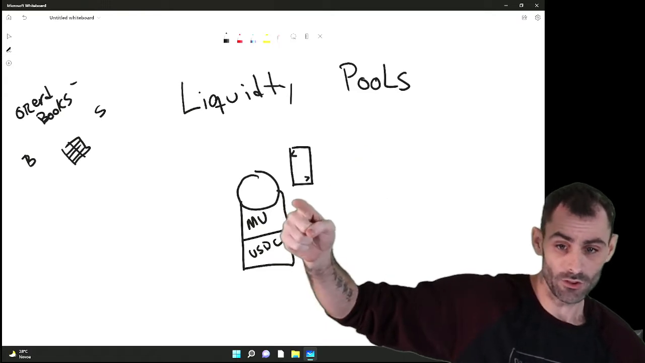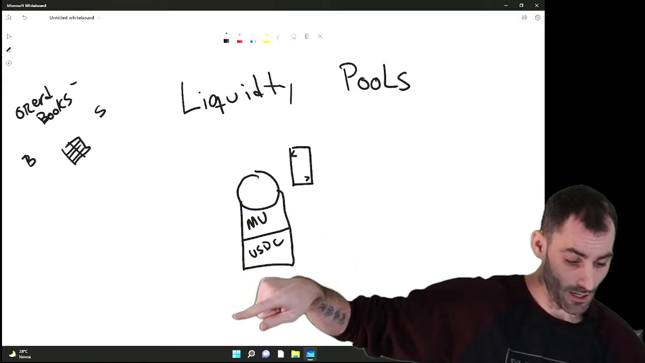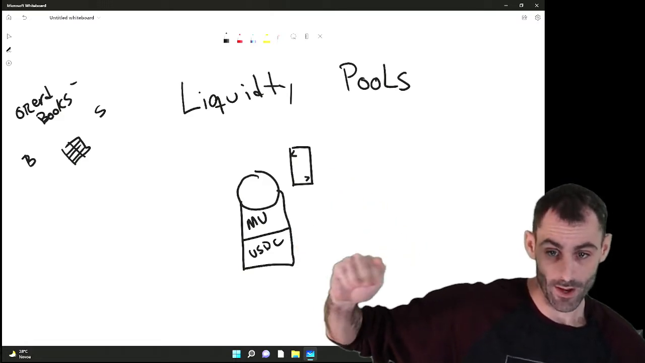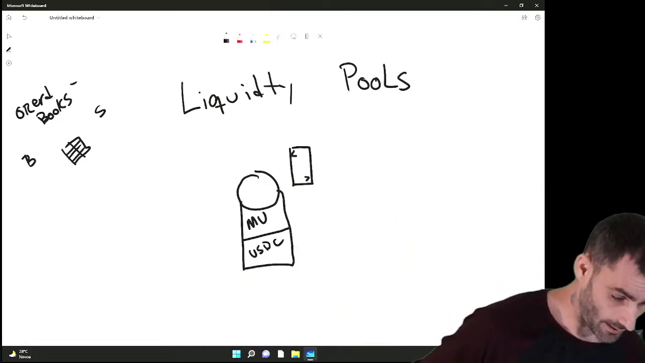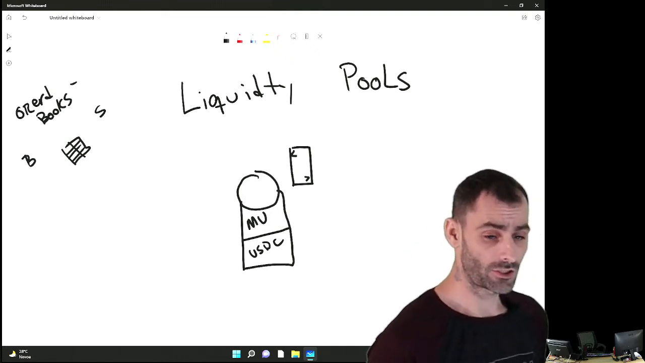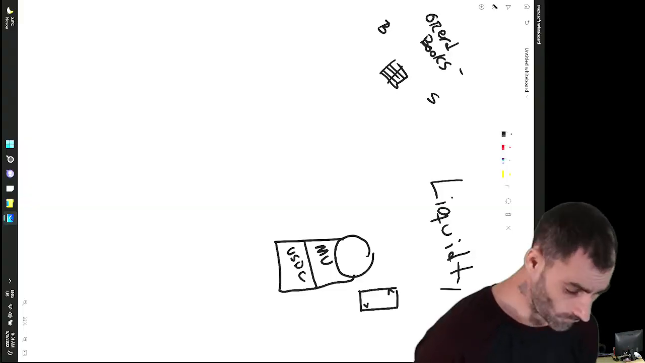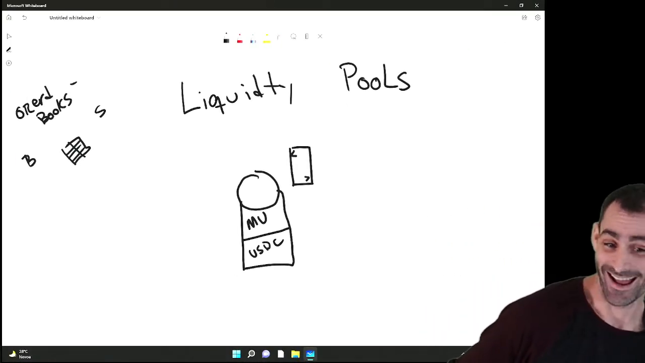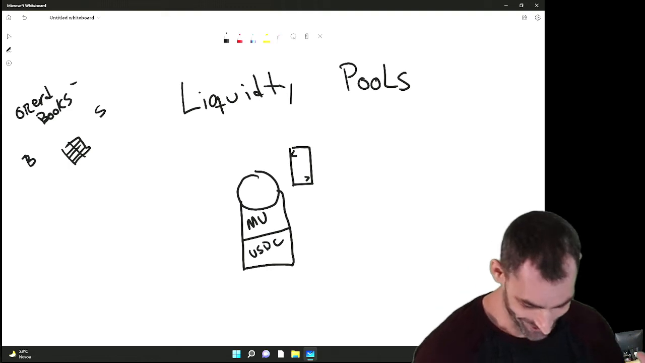It could buy some Mu and sell some USDC. So someone could give it some Mu, and then it's going to receive that Mu, and it's going to give out some USDC. So it operates as the buyer and the seller in a transaction. Well, oops, it doesn't operate as the buyer and the seller at the same time, all right? So just be clear on that.